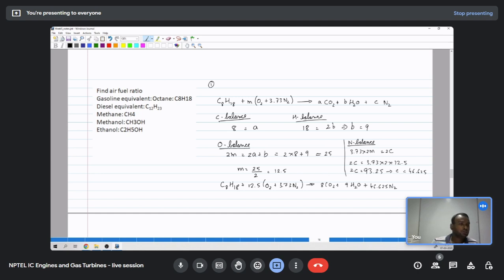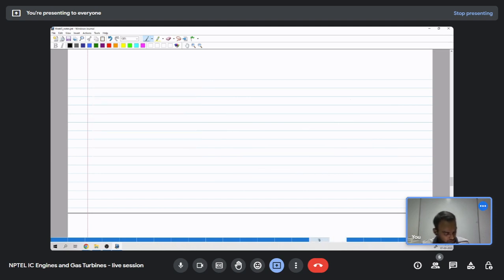So now we have found the balanced chemical equation. From this we will be able to calculate the air fuel ratio. So we have 1 mole of C8H18 plus 12.5 moles of air, and air is O2 plus 3.73 N2.